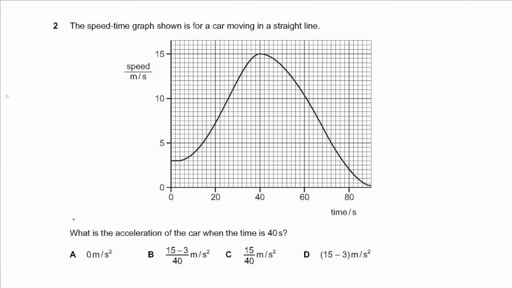line. What is the acceleration of the car when the time is 40 seconds? So at 40 seconds, this is the point, and the acceleration is calculated as the gradient of the speed time graph. So the gradient at this point is actually 0 because the line is horizontal at this point. So the acceleration is also 0, so we choose A.